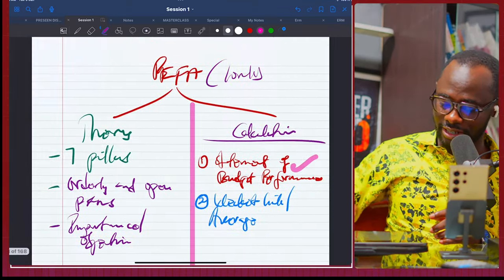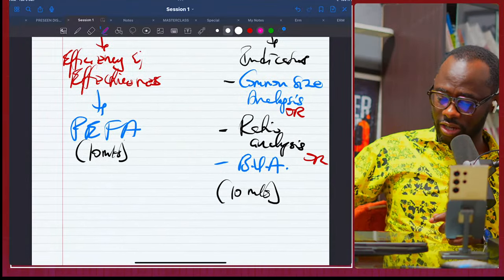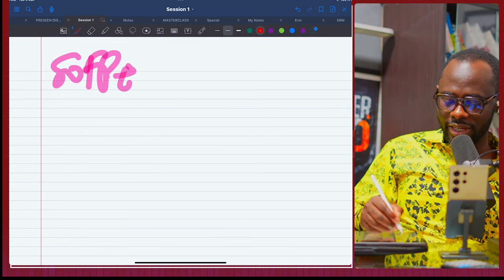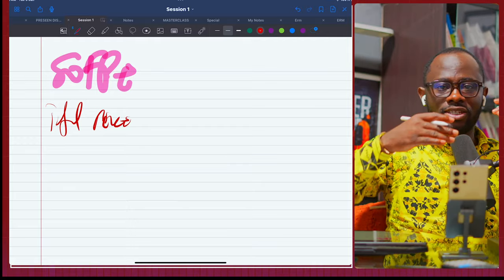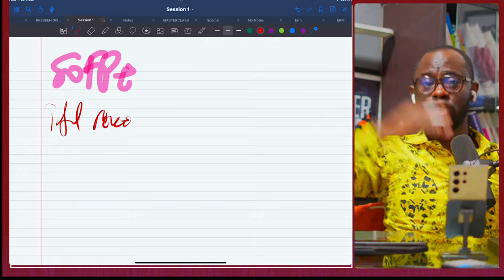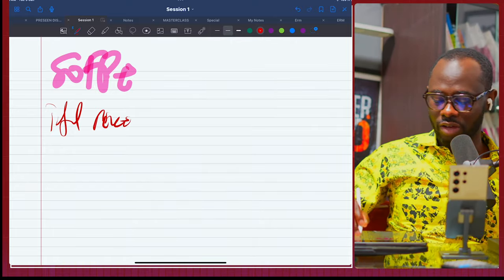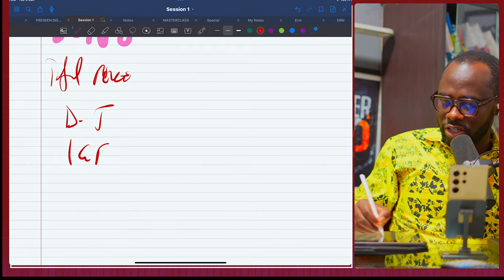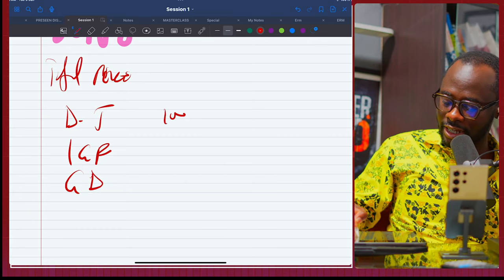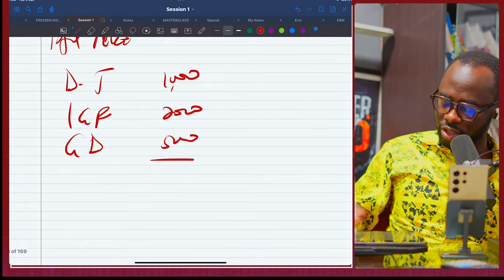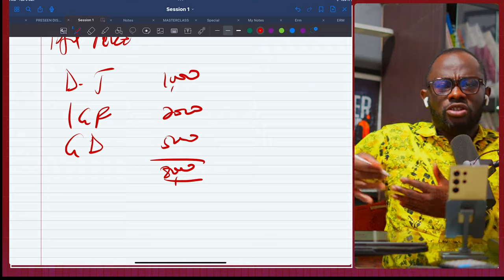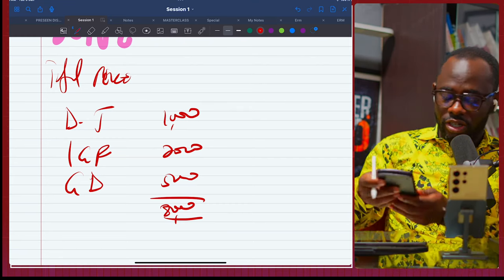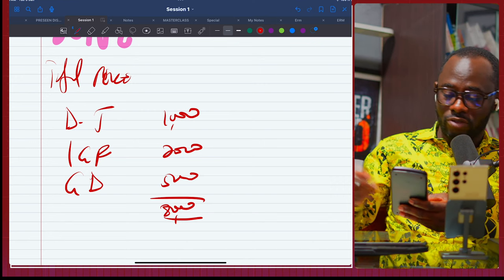Now, in common size analysis, what did we say? You are just re-preparing the financial statement, converting it into percentages. When it comes to the statement of financial performance, the total revenue becomes the basis. Let's say it's a covered entity, so you're going to have decentralized transfer, internally generated fund, grants and donations. Let's say this is 1,000, this is 2,000, this is 5,000. So the total revenue is 8,000. You're just converting that into percentages, with total revenue as the basis. So 1/8 times 100 is 12.5%.